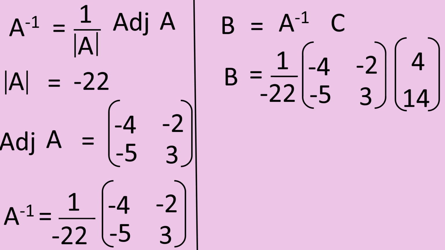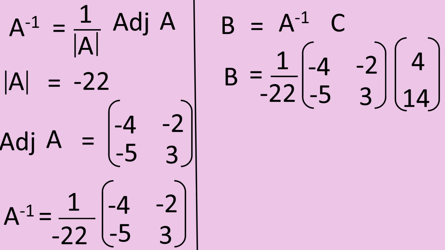So what we'll do is leave the 1 over minus 22 outside the bracket, and we will get the resultant value for the product of those matrices. So before we do the solution, remember we have the row minus 4 and minus 2. We'll multiply by the column 4 and 14.